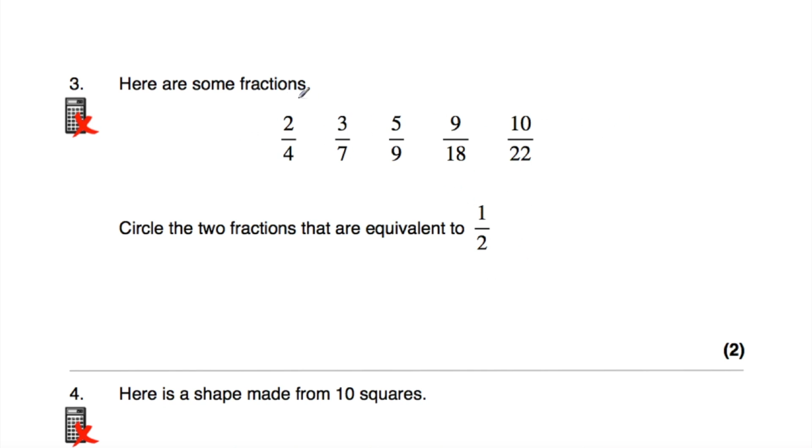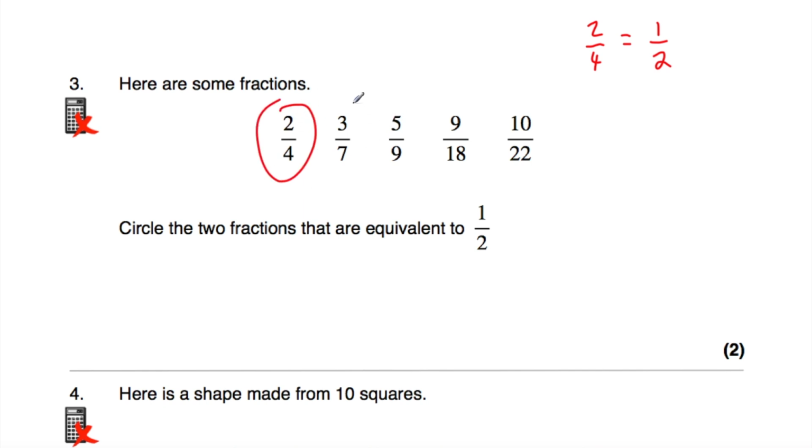Now I can spot one of them straight away, 2 quarters. I think we actually looked at that earlier on in the video. We had 2 quarters at one point. If you've got 2 quarters, you can divide both the numerator and denominator by 2. 2 divided by 2 is 1, and 4 divided by 2 is 2. So that means that 2 quarters is equal to a half. So that fraction is equal to a half.